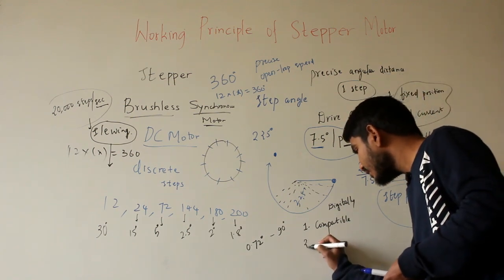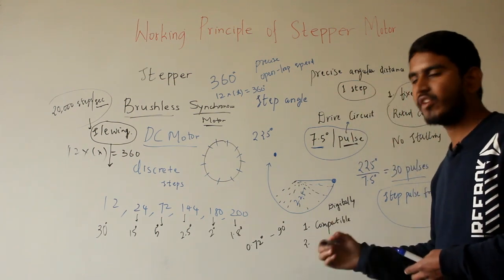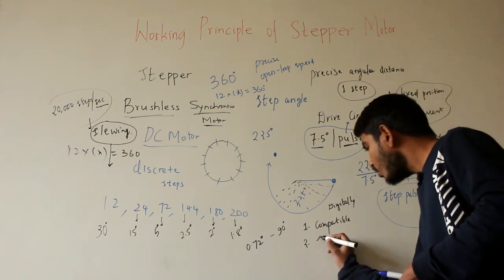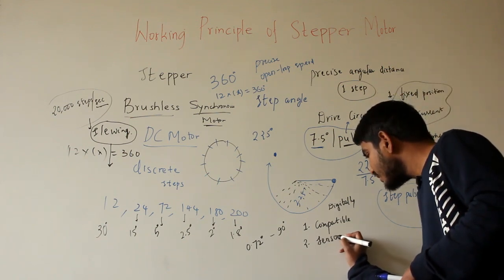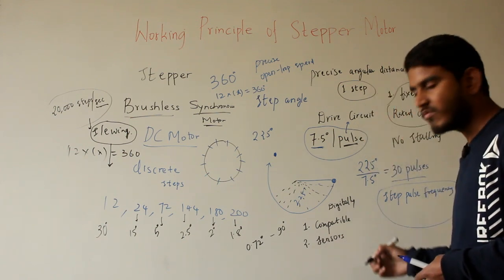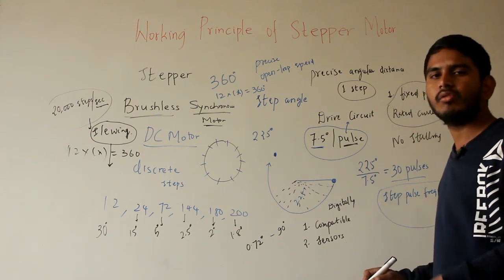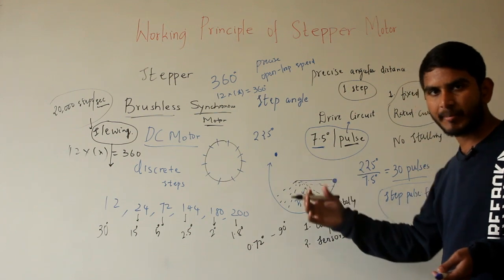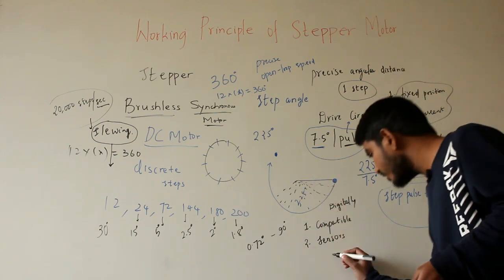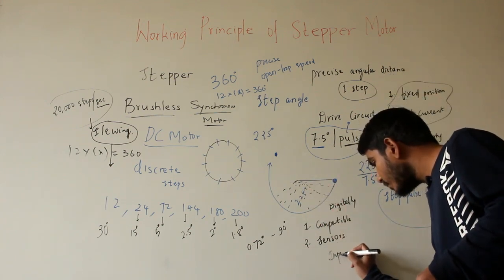And the second main advantage is that we do not require any sensors, like in servo motors, to sense the position and the speed. If you want to know the position of the shaft of the stepper motor, you can simply count the number of input pulses.